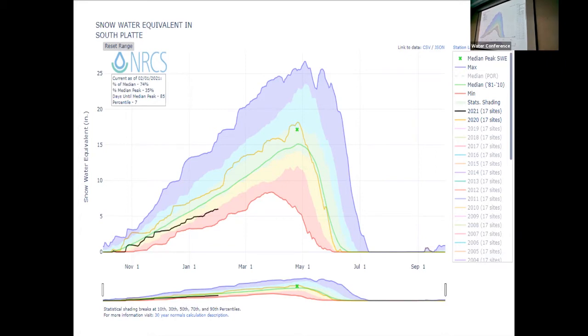So you can see that we still have the same story here in the South Platte, well below average for this time of year. And in fact, that red shaded portion you see, that's the bottom 10%. So we're actually in the worst of the 10% snowpack years.